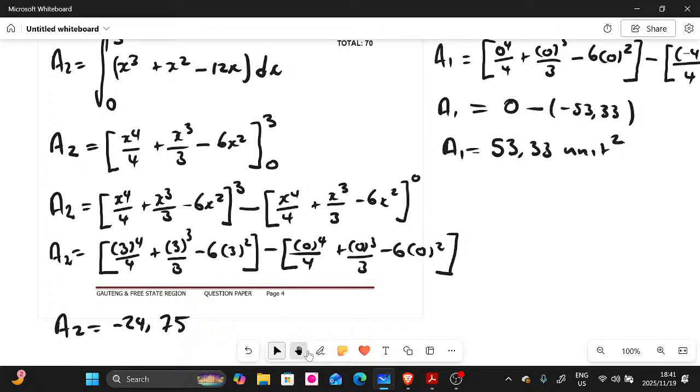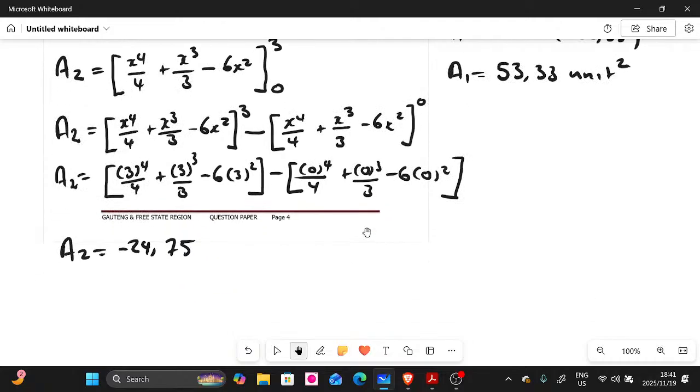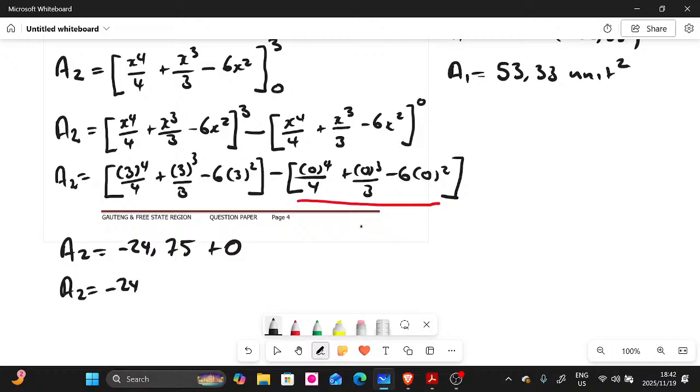And then the second bracket, which is this one, the answer is 0 here, guys, because everything is going to be divided by 0, multiplied by 0, so plus 0, right? So this one here, area 2, is actually negative 24.75. There we go.